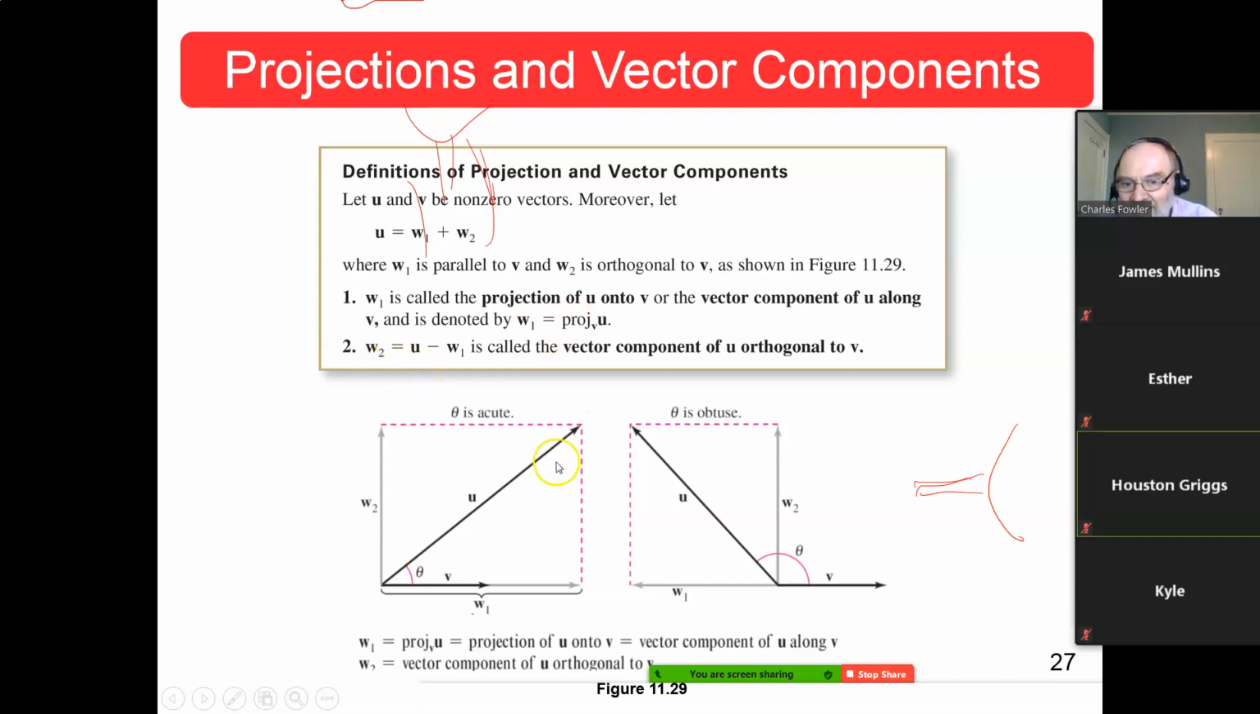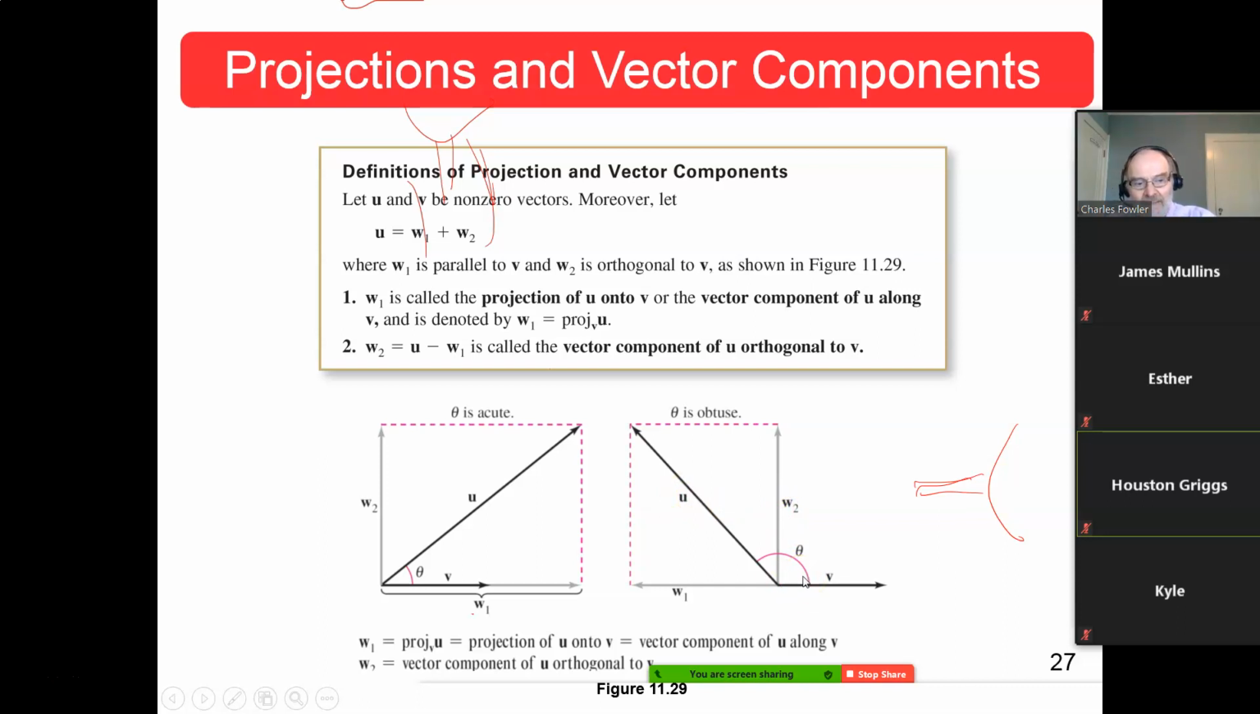W2 is then U minus W1, because these two, W1 and W2, add up to be U, therefore W2 has to be U minus W1. That's called the vector component orthogonal to V, perpendicular to V, and that's the component of U perpendicular to V. Now what if theta was obtuse here? The component of U onto V would be a minus. W1 would be in the opposite direction of V. W2 would still be upward. That's a component of U perpendicular to the V vector.